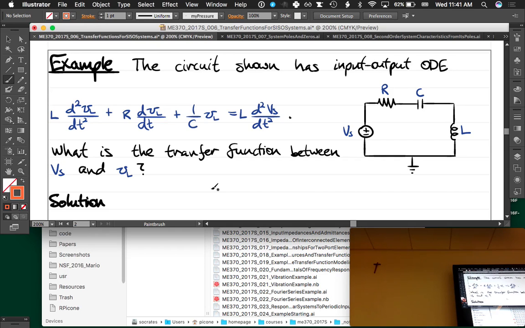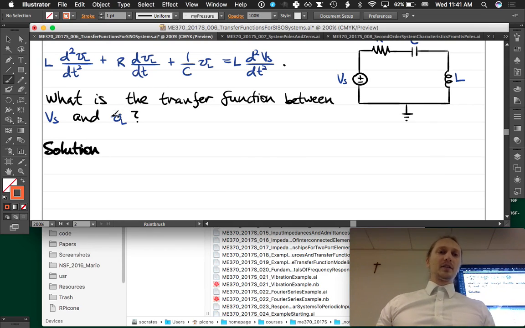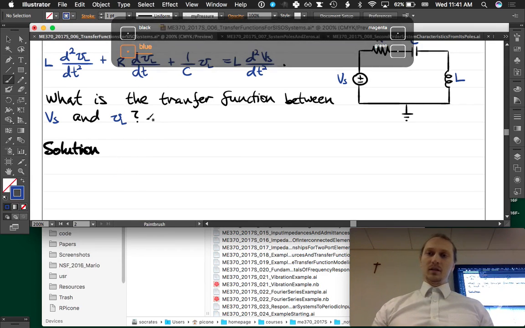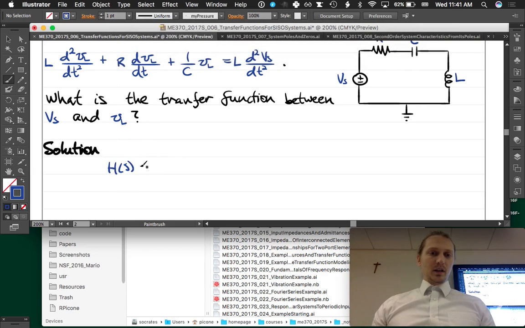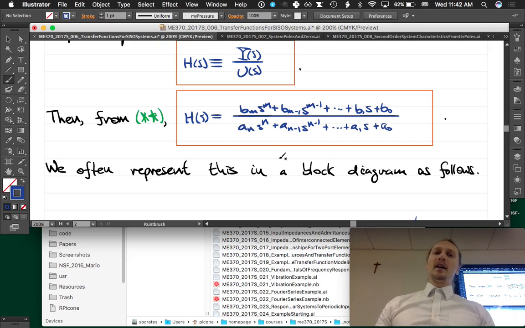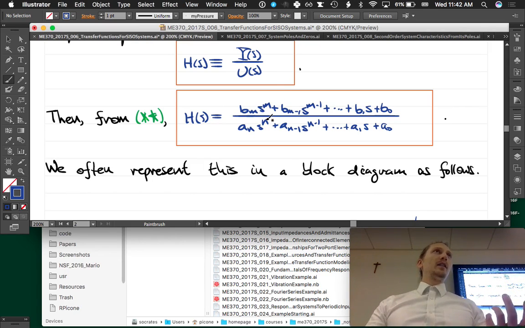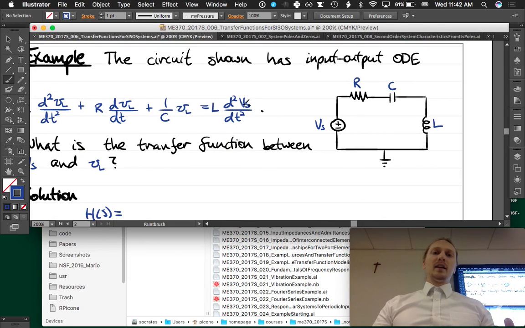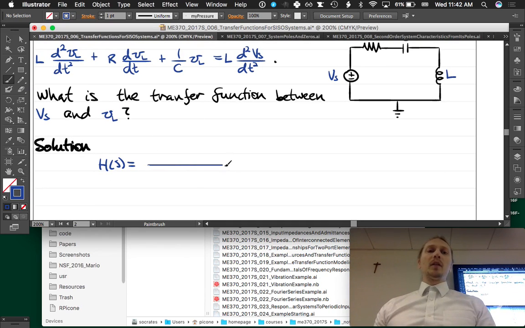Okay, so I think that everyone's got it. Let's go ahead and write down the solution. So H of S is equal to, we'll use the star star formula right here, and we'll identify that the B's come from the right-hand side. And there's only one term on the right-hand side. It's L times the second time derivative of the input, right? And the second time derivative means it's S squared, to the second power. If it was the fourth time derivative, it would be L S to the fourth. Remember, this is a function of S, so we don't need to get rid of S. S will be in the solution.